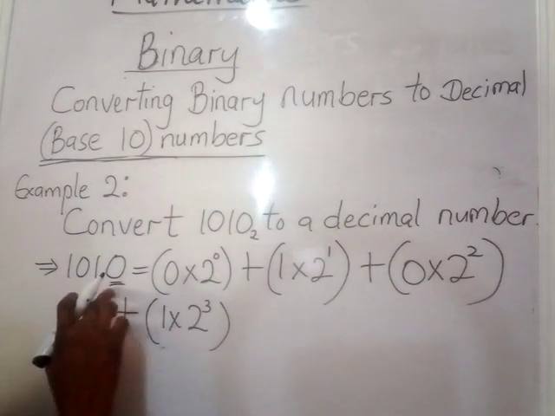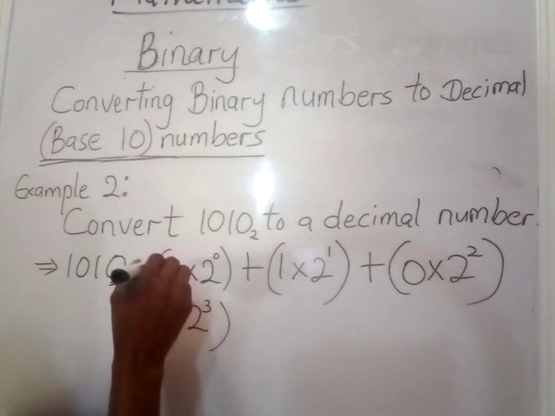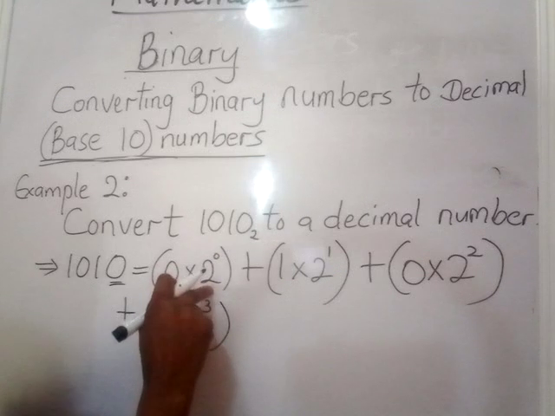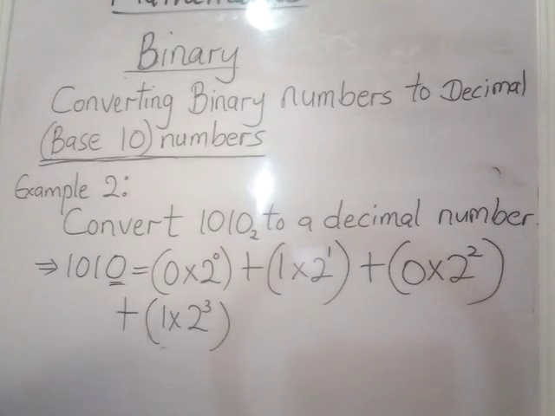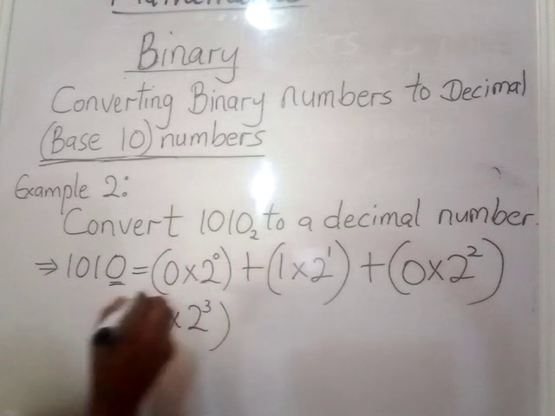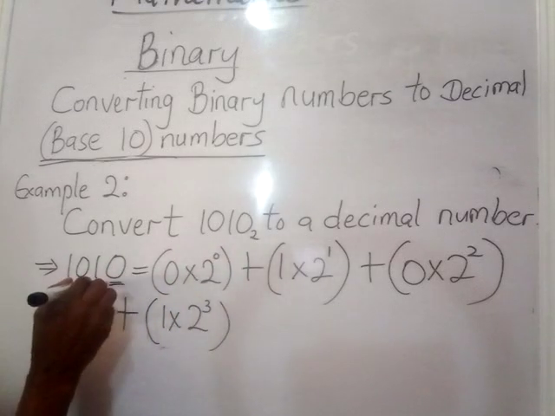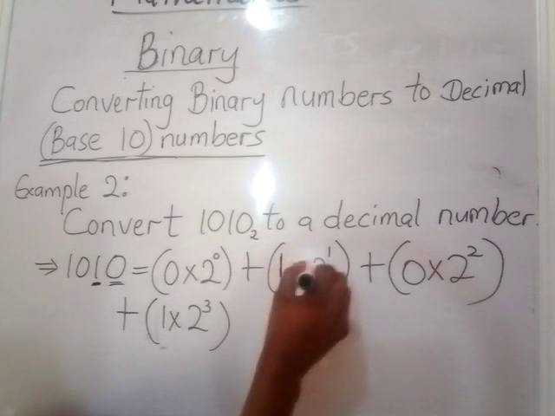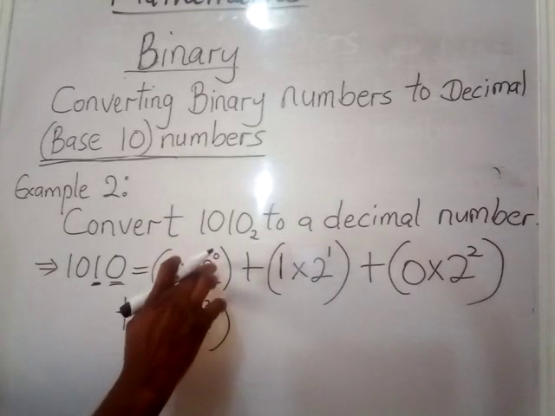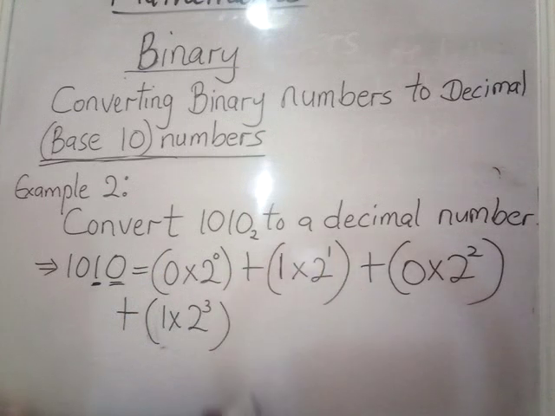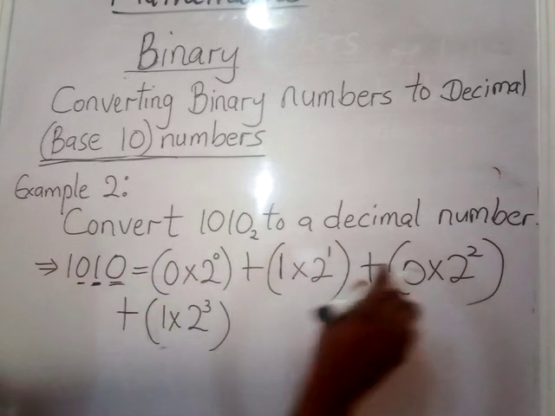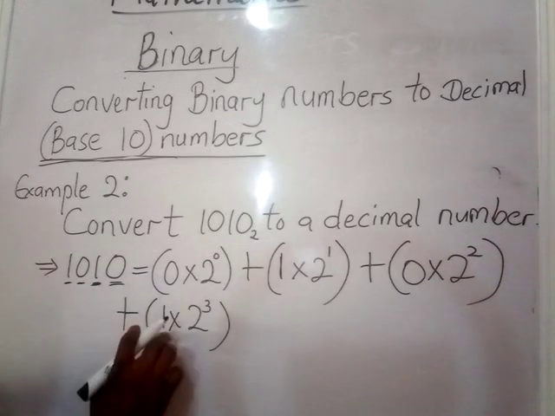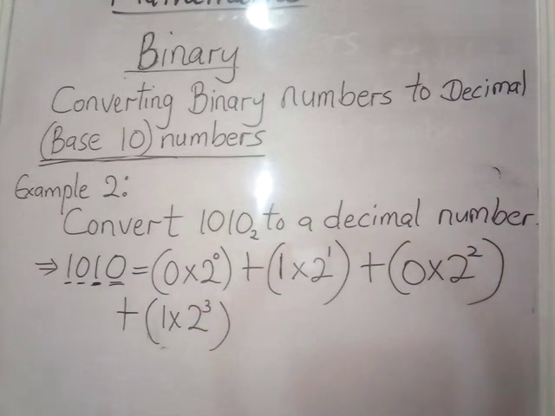So we start with the number at the extreme right, which is 0, and it gives us 0 times the least multiple of 2 that we're starting with, which is 2 to the power of 0. So you have 0 times 2 raised to power 0, that number is gone. And we move to the next number to the left, which is 1. So it gives us 1 times 2 to the power of 1. Because after 2 to the power of 0, you have 2 to the power of 1. And then the next number is 0. 0 times 2 to the power of 2. And the last number here is 1. 1 times 2 to the power of 3.